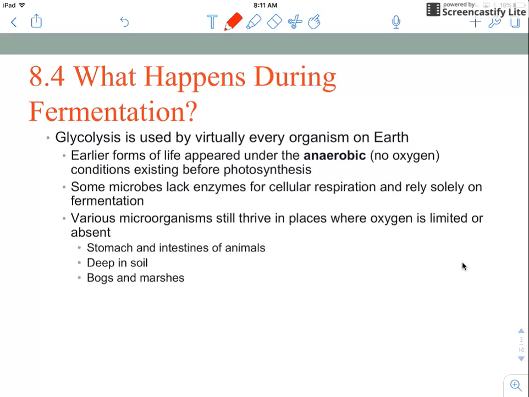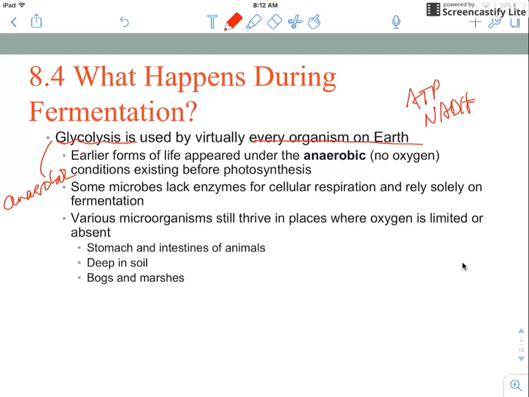So just to recap, glycolysis is a very ancient and universal process used by virtually every organism on Earth. And glycolysis itself is an anaerobic process. And the thing with glycolysis is at the end, it makes some ATP and makes some NADH.